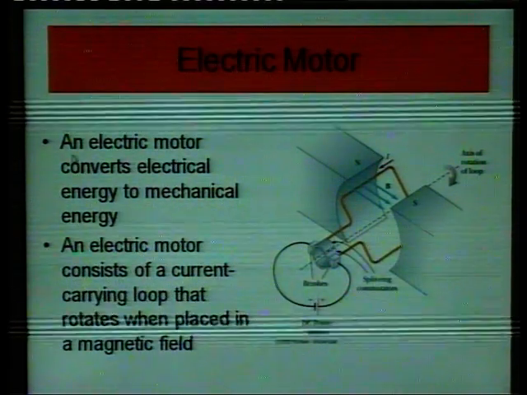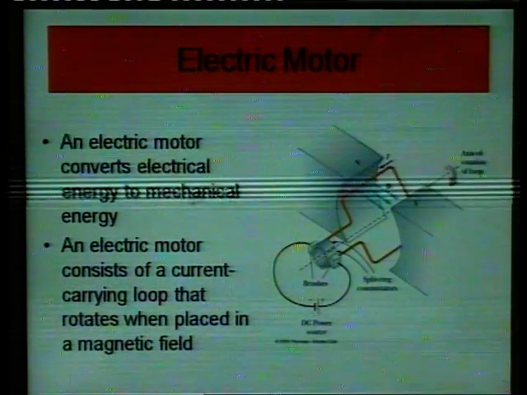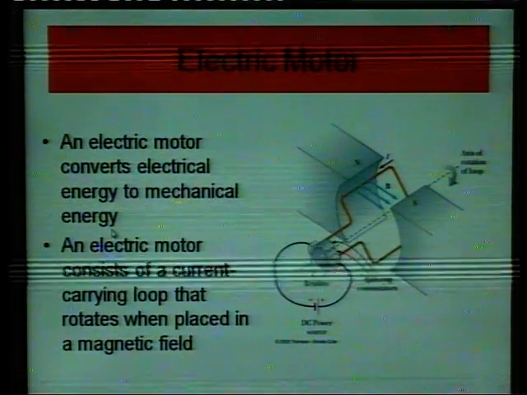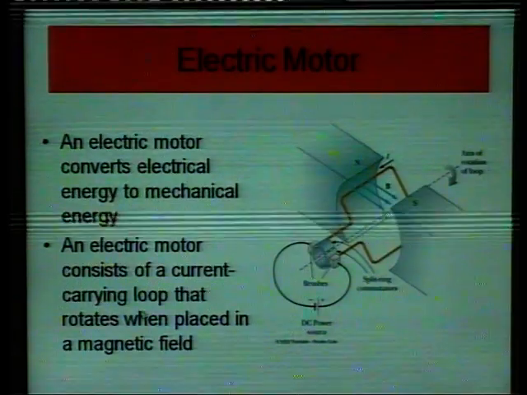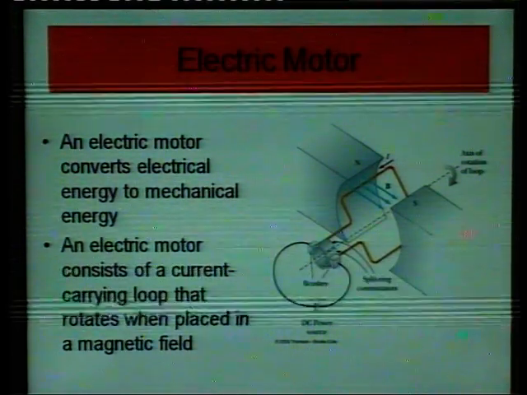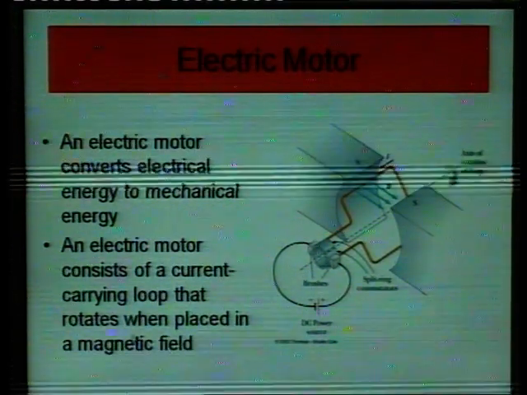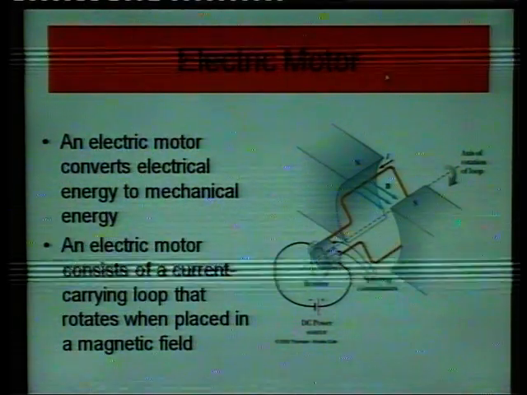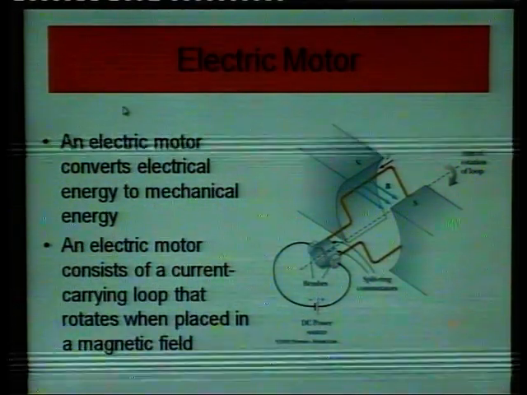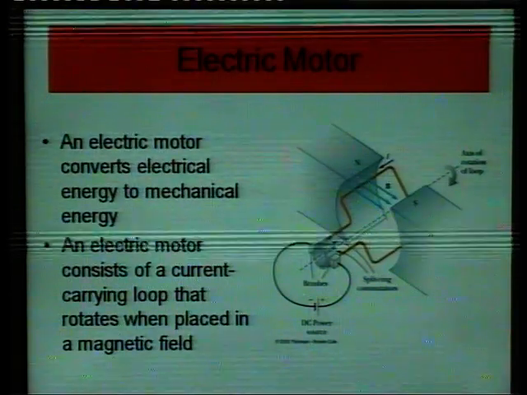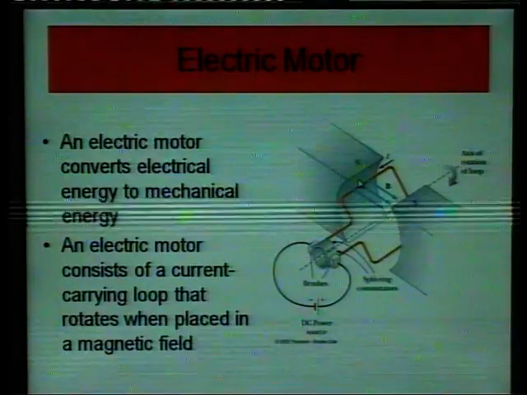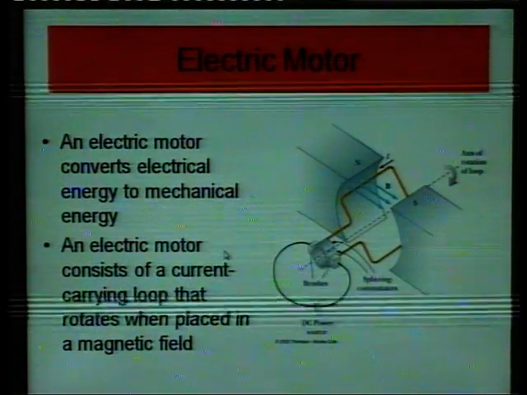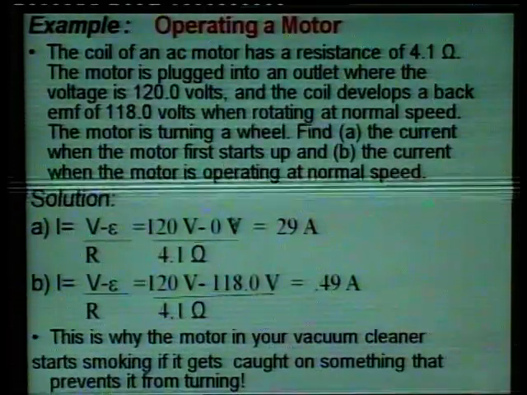So what is an electric motor? An electric motor converts electrical energy to mechanical energy. An electric motor consists of a current carrying loop that rotates when placed in a magnetic field. So this is an application of the previous topic which we have studied, that when a current carrying coil is placed in a magnetic field, it starts rotating. So this is your motor. Now we will solve a problem on this topic also.